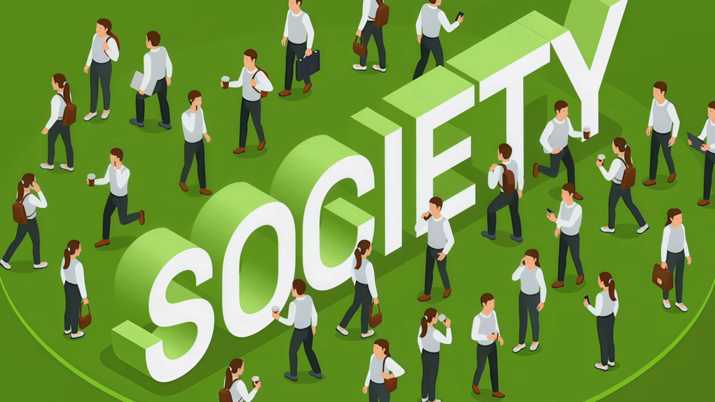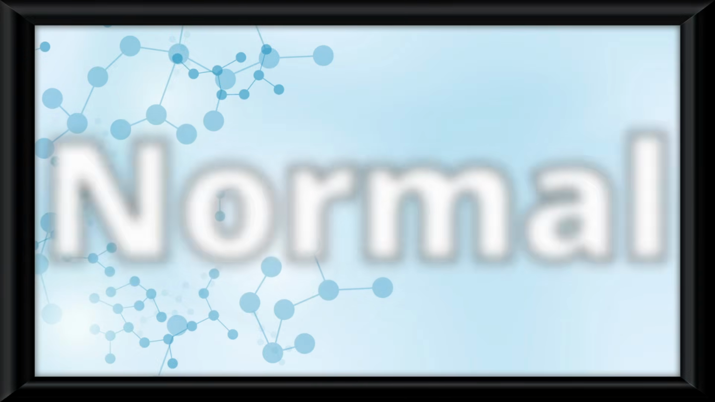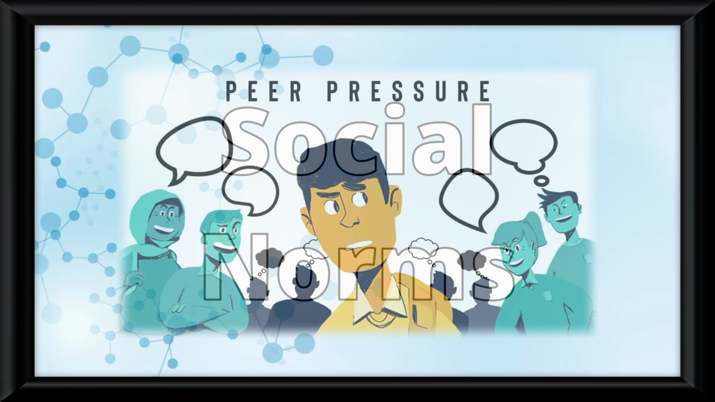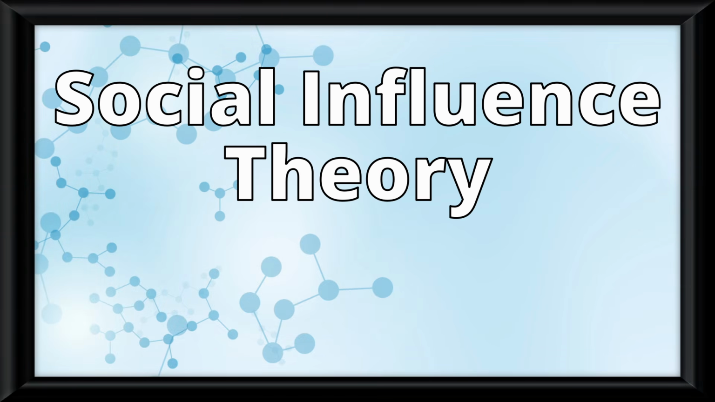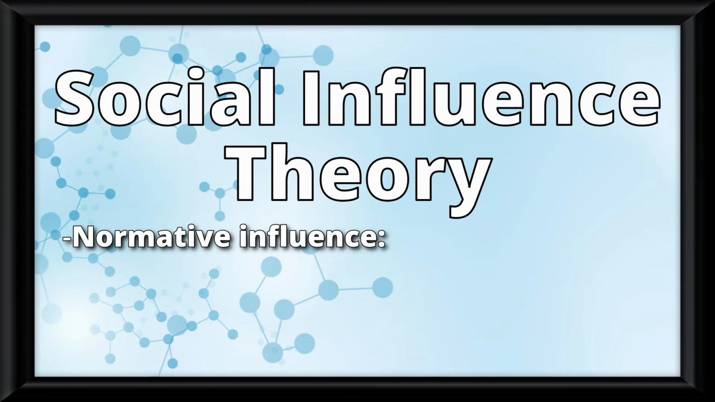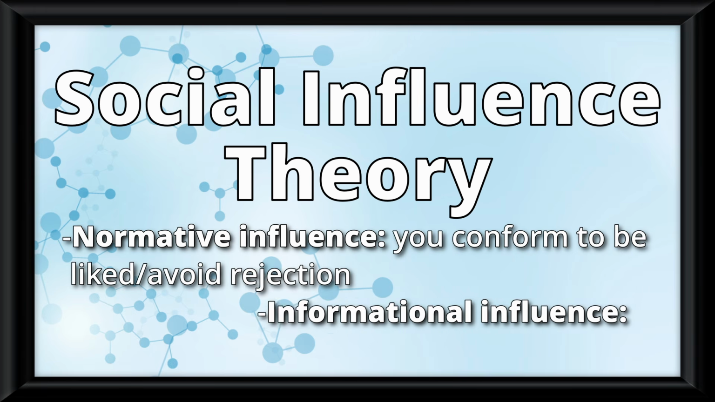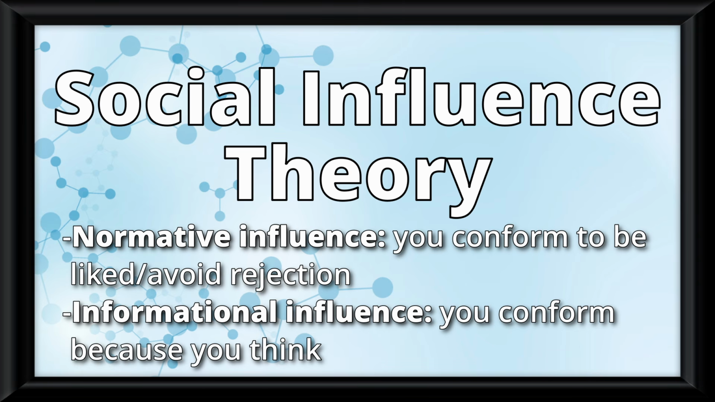Society is a strange place. Basically, the things we consider normal in society are called social norms. Following these norms because of group pressure is called conformity. The social influence theory says that social pressure can have a normative influence, meaning you conform to be liked or avoid rejection, or have an informational influence, where you conform because you think others are right.